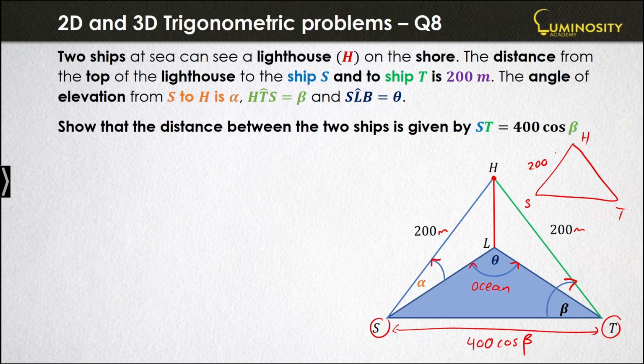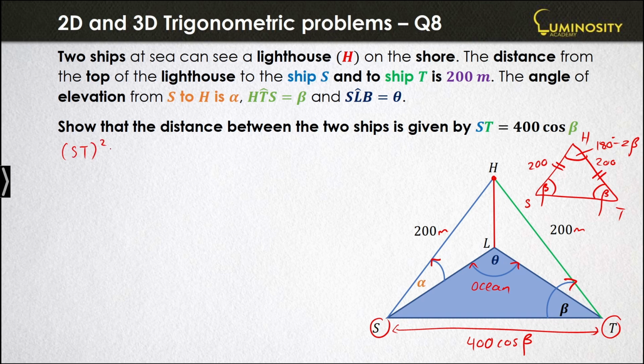That's going to be 200 meters, 200 meters. So these are equal lengths, so this is an isosceles triangle, and we're given this is beta, so this angle must also be beta. And then this angle here, by sum of angles in a triangle, must be 180 degrees minus 2 beta. Now if I try to use the cosine rule here, I would do it as follows.